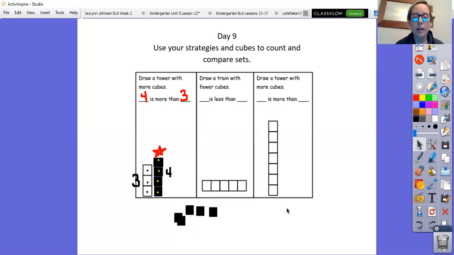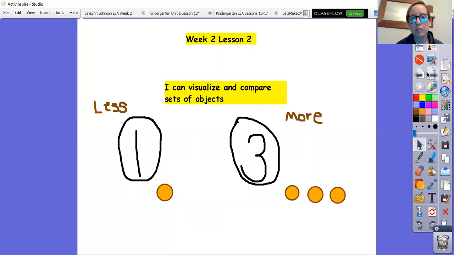Okay, we've got a couple ready. It says, draw a train with fewer cubes. What does fewer mean? Remember in the other slide I showed you, less, that's another word for what? Fewer, okay? So if something has less, it also means it has fewer.